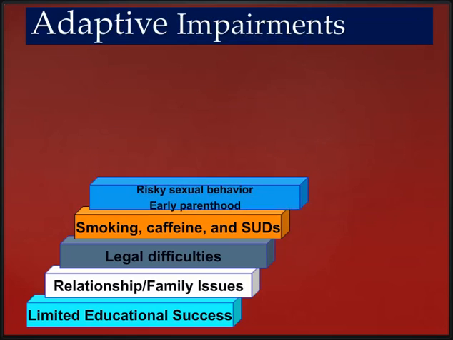Several studies indicate that adolescent and young adult ADHD is associated with a pattern of risky sexual behavior, earlier onset of sexual intercourse, more frequent partners, shorter relationships with these partners, and less use of contraception, leading to a greater likelihood of teenage pregnancy and early parenthood.